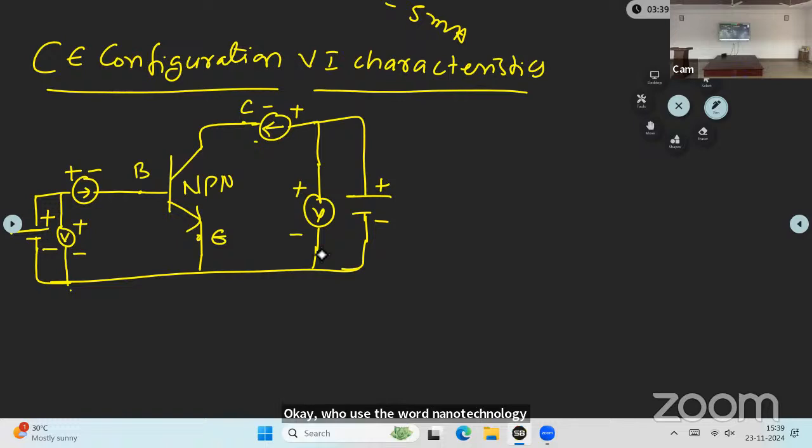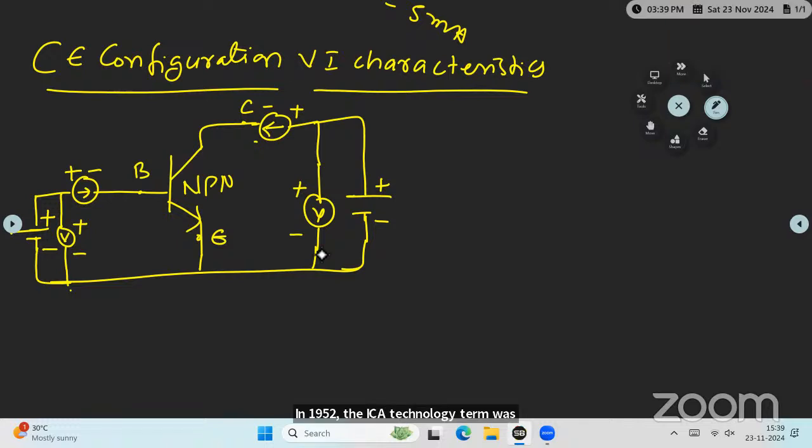Who first used the word nanotechnology? In 1952 the IC technology term was used. The nanotechnology concept was introduced in 1952, and after 1974 the IC technology was invented and patented. Okay, so that is the evolution of electronics. And what are the types of semiconductors?